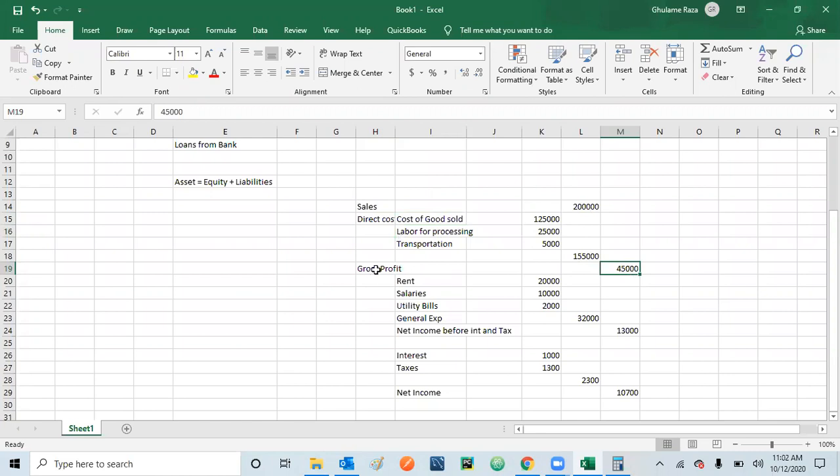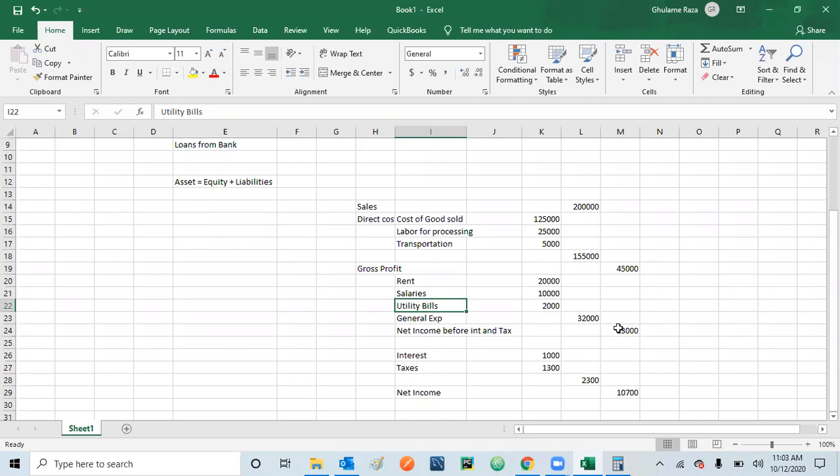Here come the other things, like I may have paid the salaries to the office staff, I may have paid the rent for my property or the office, I paid my utility bills. All these are combined together to make the general expenses. Then from my gross profit, I'll be minusing this amount, because now I'll be left with this amount.